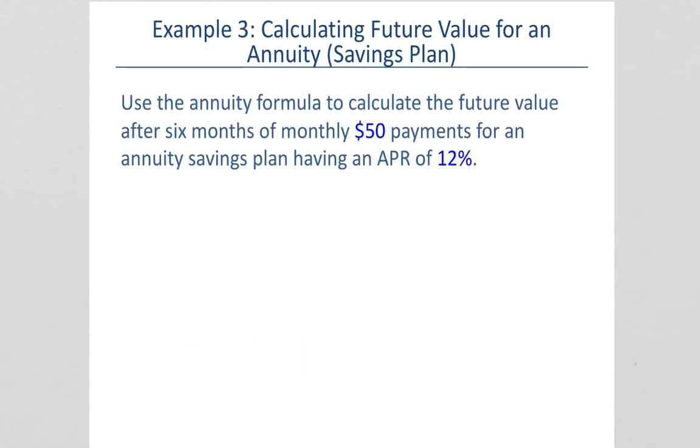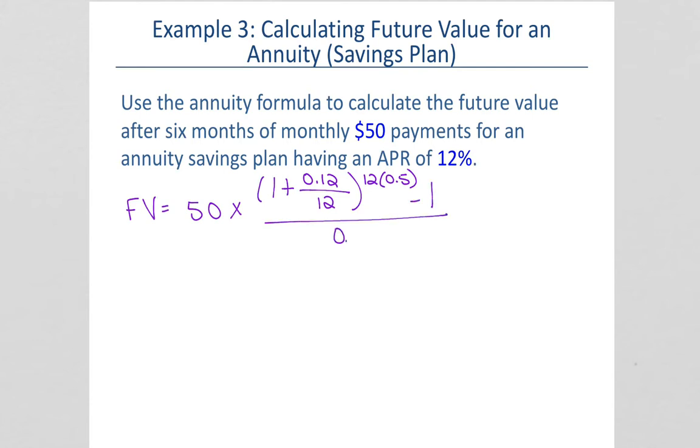Example 3 says, use the annuity formula to calculate the future value after 6 months of monthly $50 payments for an annuity savings plan having an APR of 12%. So the future value would be 50 times 1 plus your rate, 0.12 divided by 12 to the N times time. And since it's 6 months, then we're just looking at half a year. Then minus 1 divided by 0.12 divided by 12.